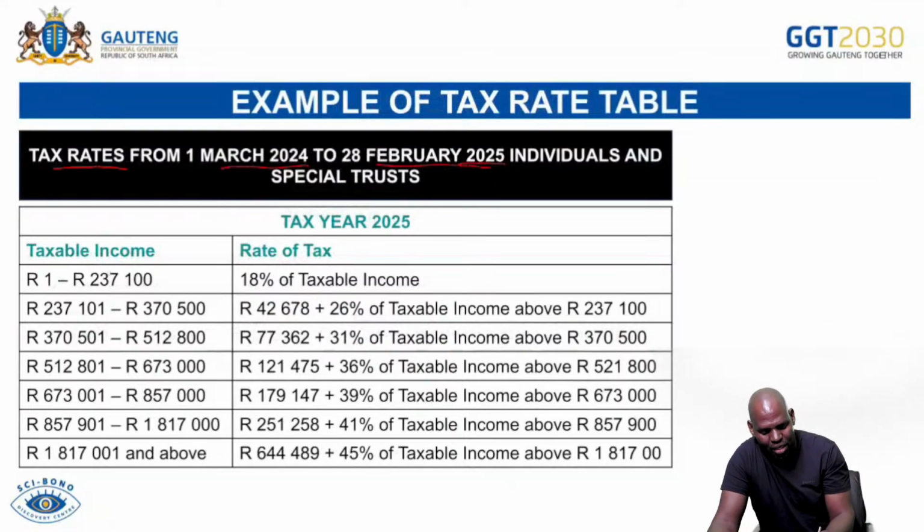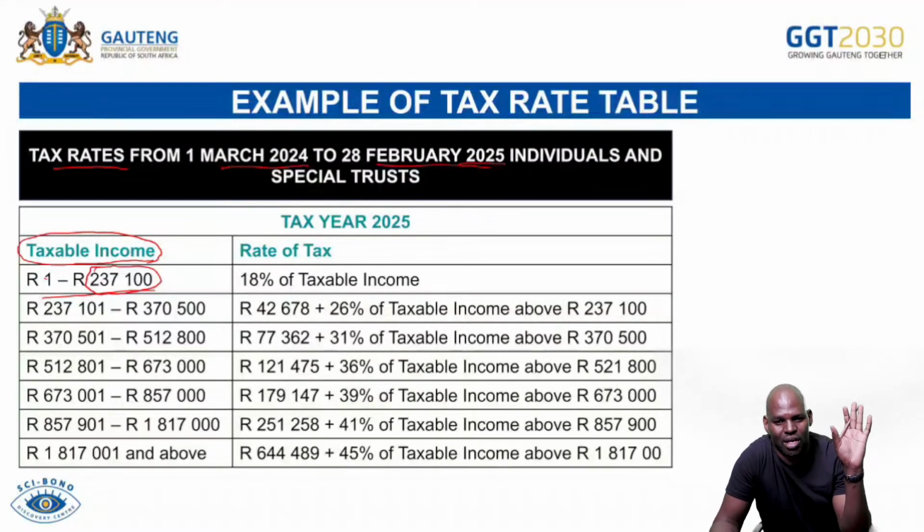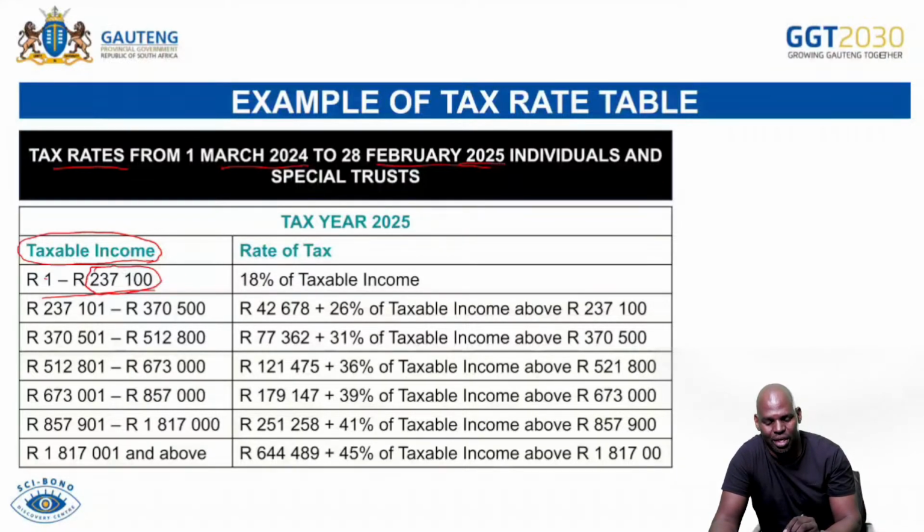Now, how do we interpret this? It says taxable income. So it means anyone who is earning an amount from 1 rand to 237,100 per annum. I know there isn't anyone earning 1 rand or 2 rand or 10 rand per annum, but maybe a person is earning 5,000, 6,000, 7,000. As long as that amount is from 1 rand to 237,100, or any amount that is not more than that, that person will be charged only 18%. So if the person is earning 50,000 rand per annum, that person will be charged 18% of that 50,000 rand. If that person earns 100,000, that person will be charged 18%.